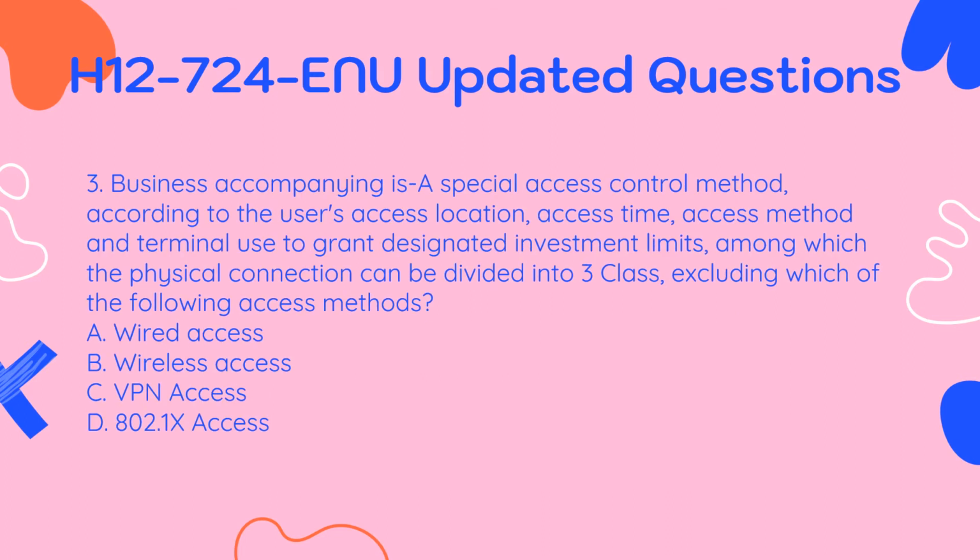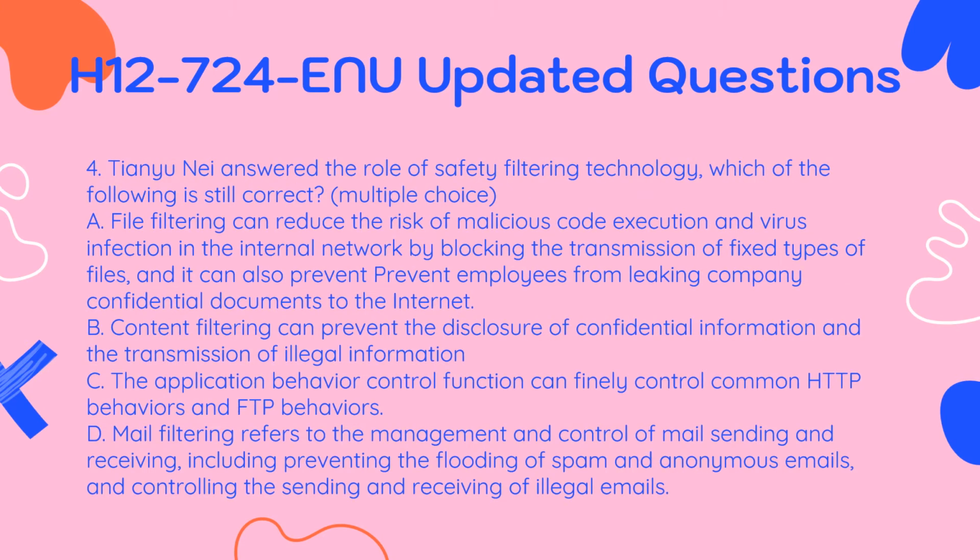4. Business accompanying is a special access control method. According to the user's access location, access time, access method and terminal use to grant designated permission limits, among which the physical connection can be divided into 3 classes. Excluding which of the following access methods? A. Wired access. B. Wireless access. C. VPN access. D. 802.1x access.